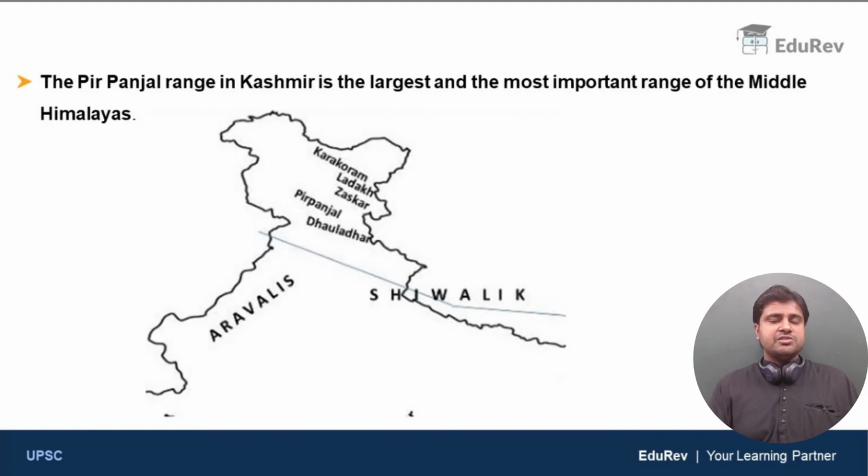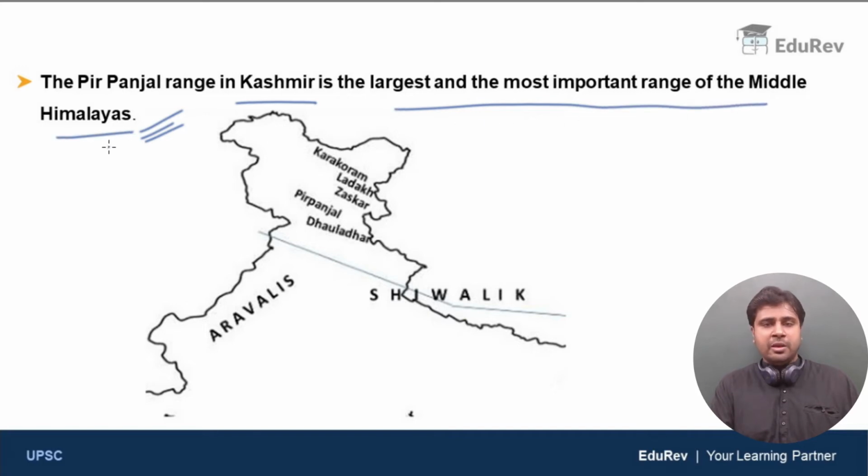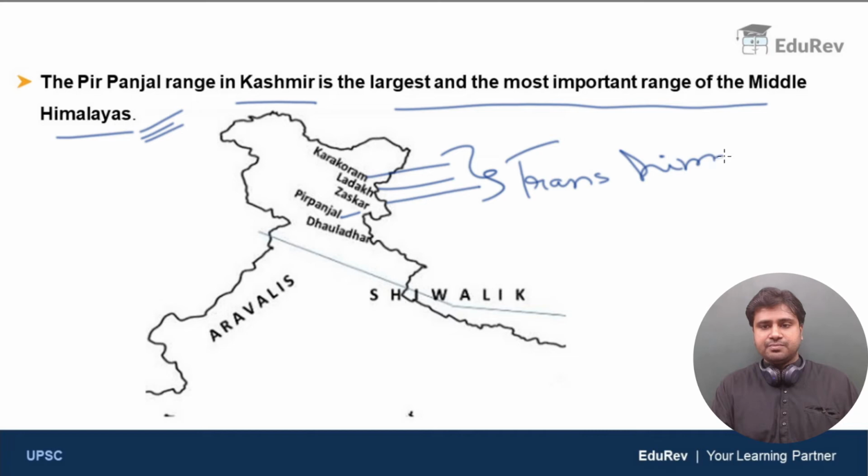Now let us first start with the Pir Panjal Range. Now this point is very, very important. The Pir Panjal Range in Kashmir is the largest and the most important range of the Middle Himalayas. So you can see the Pir Panjal Range here, right? Now, just forget about Karakoram, Ladakh and Zaskar because these three ranges belong to Trans Himalayas.